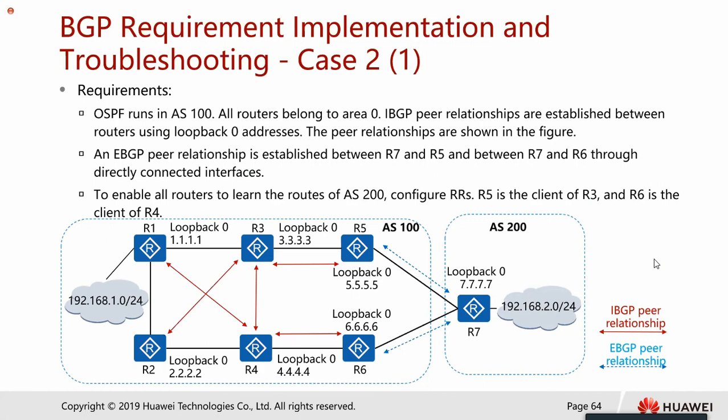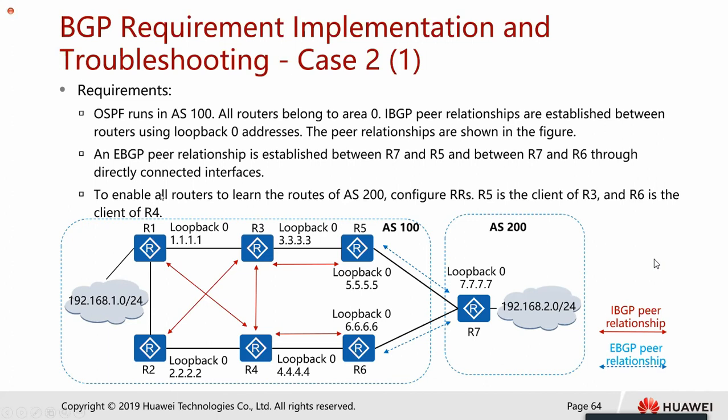For the implementation and troubleshooting under case number 2, this case is more about checking the client route reflectors. You can see that on AS100, all 6 routers belong to AS100. They're running IGP and IBGP with loopback 0. The peer relationships are shown in the figure. R1, R4, R2, R3: R1 is a client of R4, R2 is a client of R3. Then R5 and R6 connect. The eBGP peers are from R7 to R5 and R7 to R6, using direct connections.